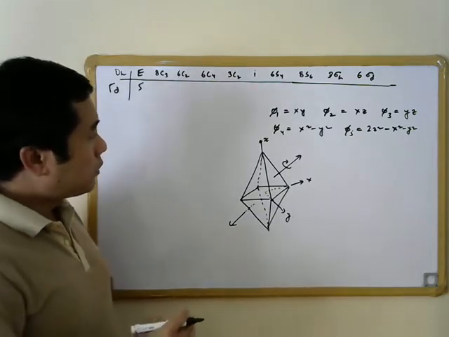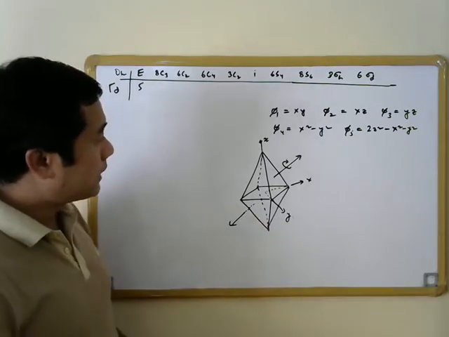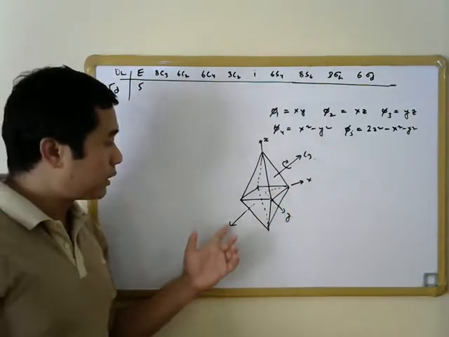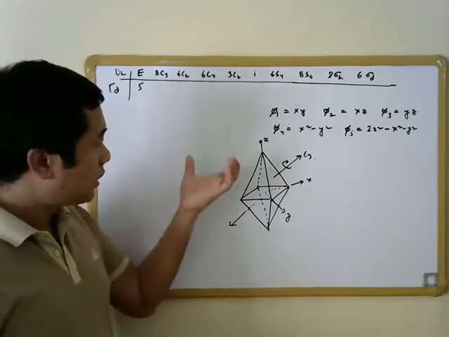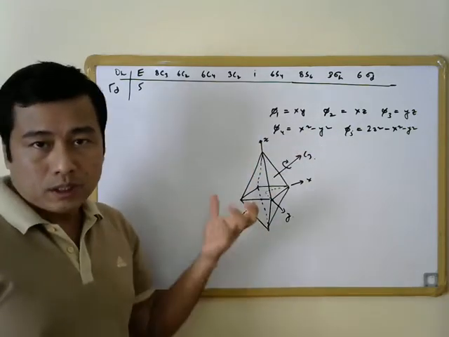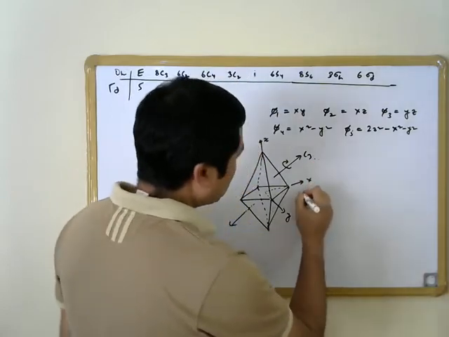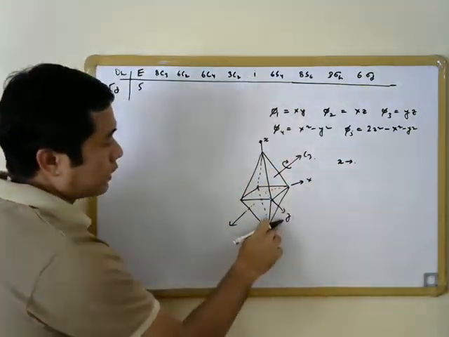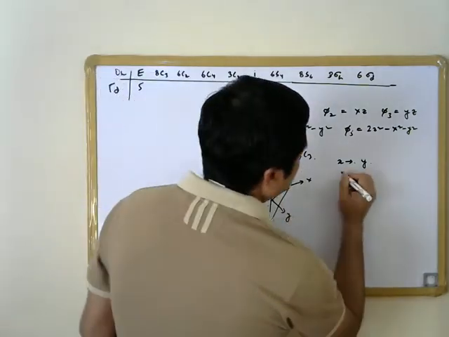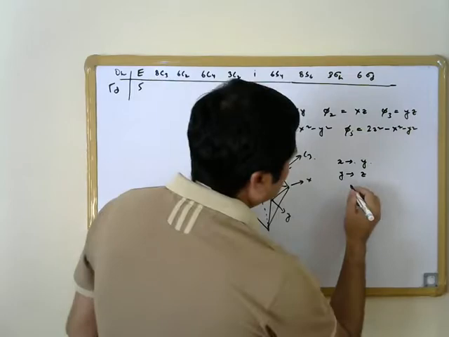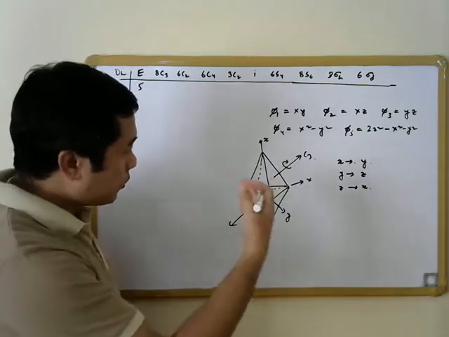Now it is quite difficult for us to imagine how the xy or dxy orbital will move when we do the C3 symmetry operation with respect to this particular C3 axis. So that is why we first need to find out how x, y, and z transform, before we find out how these d orbitals are going to transform when we perform the C3 symmetry operation. When we do the C3 operation, the x coordinate will move to y, and y will go to the position of z, while z will come to the position of x.